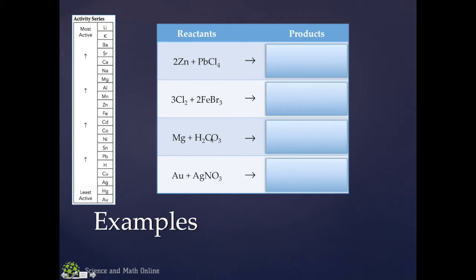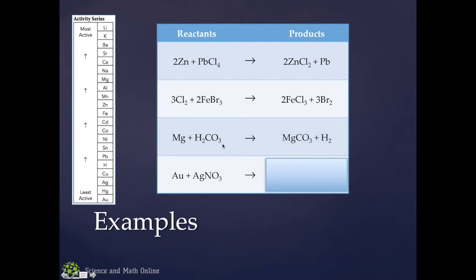So for the other three, I need to figure out what the products are, once again using ionic charges. Zinc is 2+, so it gives me ZnCl2. The lead gets kicked out. Chlorine and bromine replace exactly the same, their charges are the same. And then magnesium and carbonate. And then no reaction there.